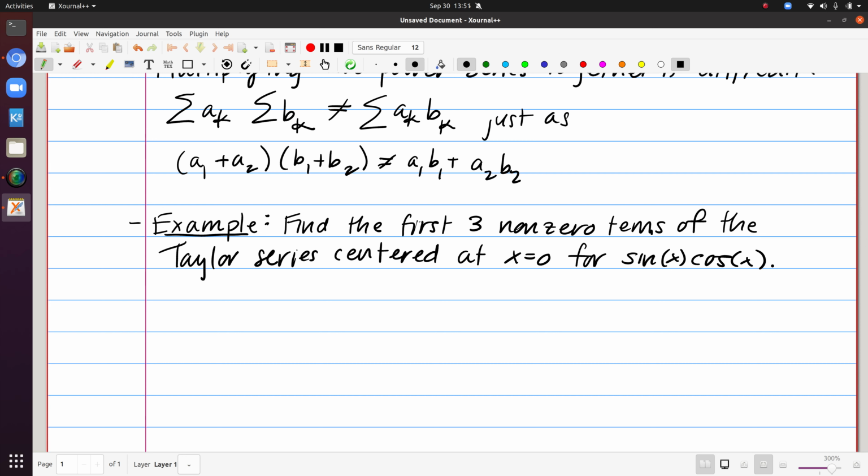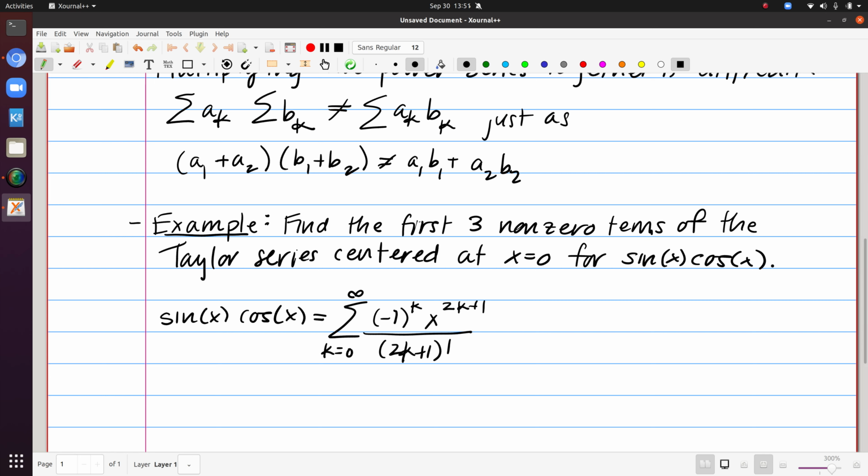So, sine of x times cosine of x. If I were to replace them with their Taylor series, this would be equivalent to the sum from k equals 0 to infinity of (-1)^k x^(2k+1) divided by (2k+1) factorial, and then multiply that by the sum from k equals 0 to infinity of (-1)^k x^(2k) divided by (2k) factorial. And like I said, here this becomes very complicated. Importantly, we're only asked here to find the first three non-zero terms of the Taylor series. We're not asked to find the entire Taylor series.